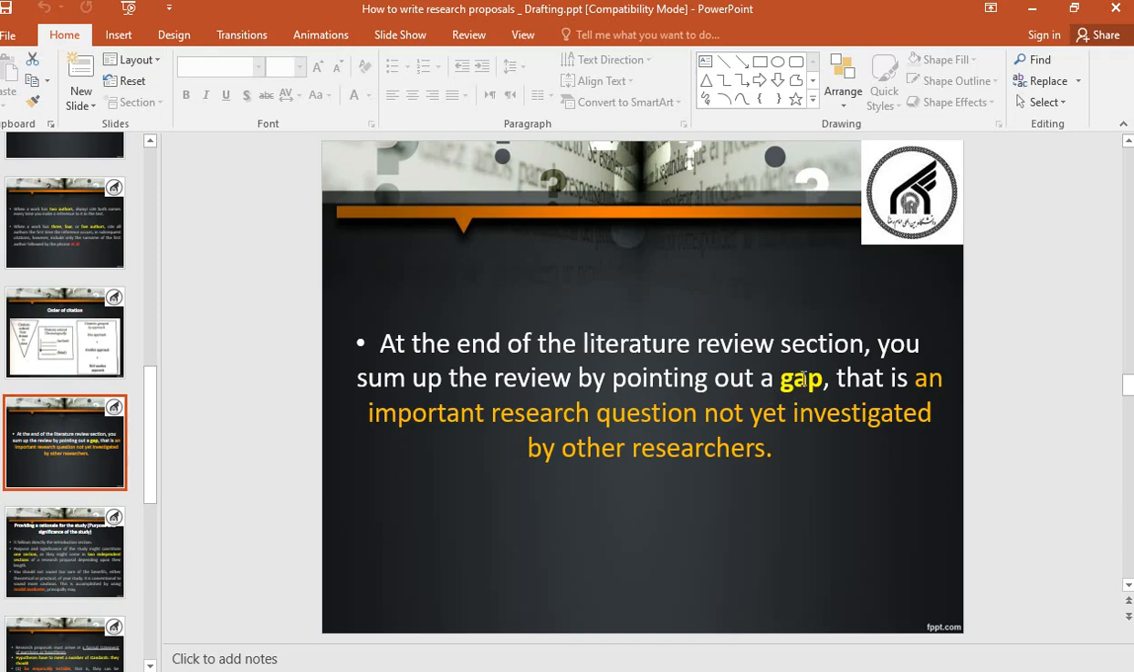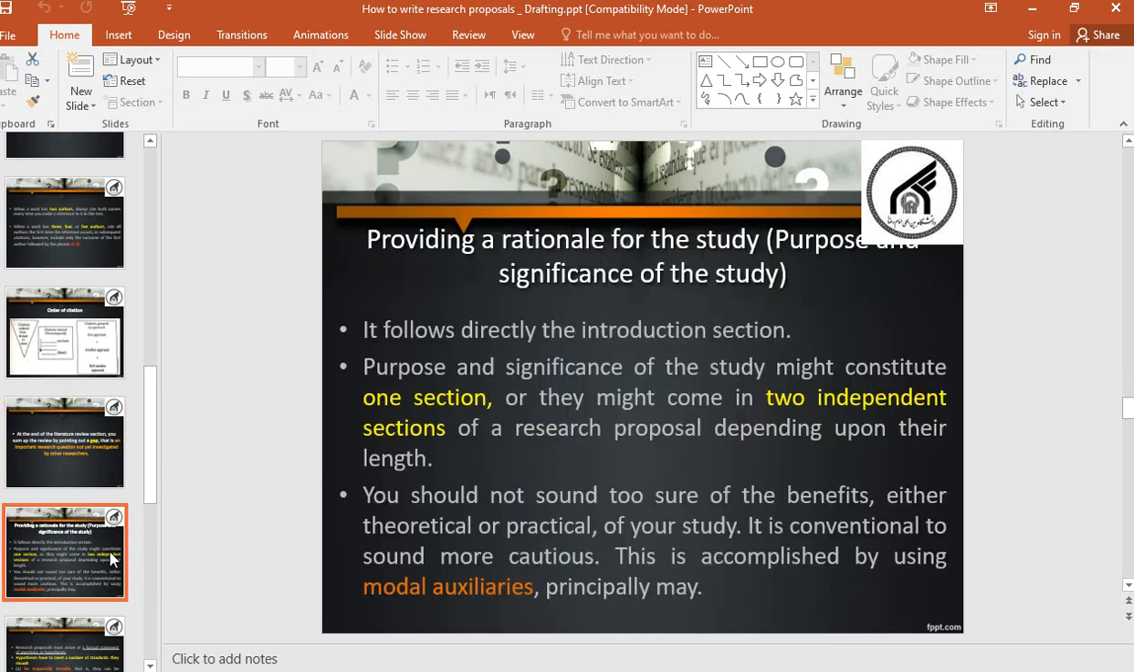So this is the gap, or the statement of the problem, actually. Of course, the statement of the problem is presented in the first section, but the gap should be presented briefly at the end of the literature review as well, which is the second chapter of your proposal.